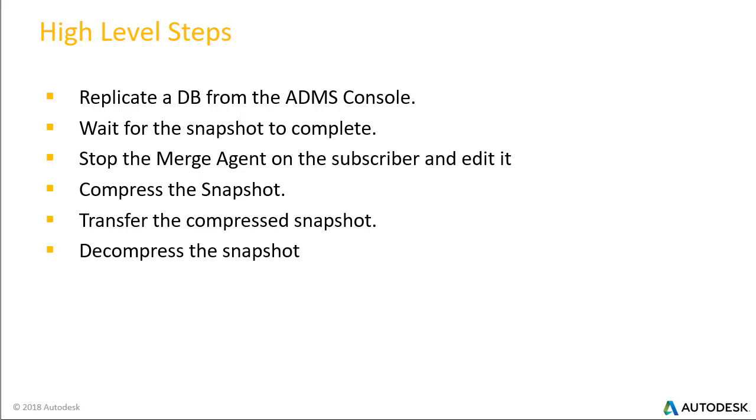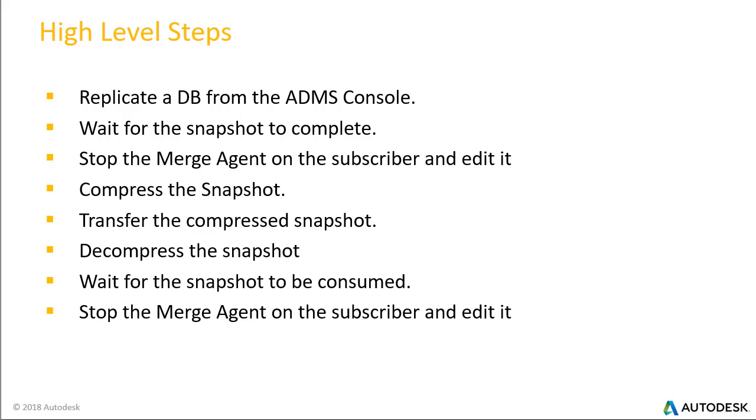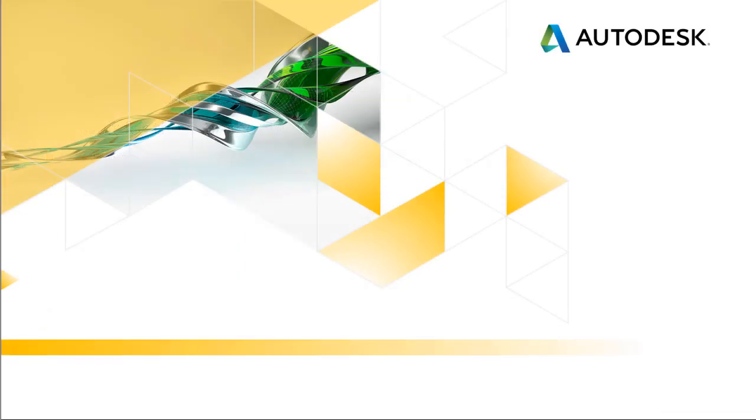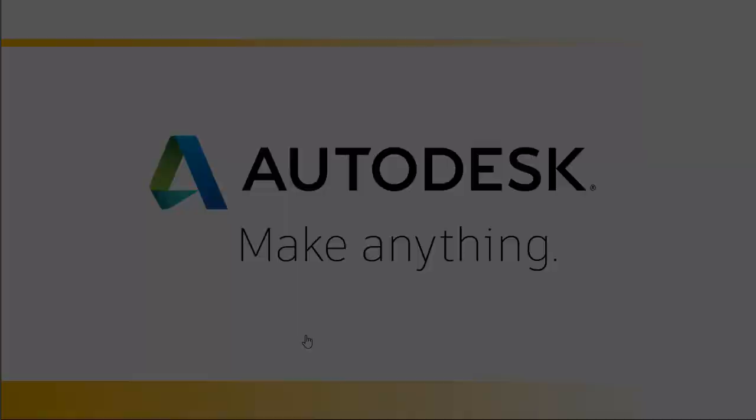Once the snapshot has been delivered, you need to decompress it on the subscriber, and then you start the merge agent again, and you wait for the snapshot to be consumed on the subscriber. And then once it's been consumed on the subscriber, you stop the merge agent, set it back to the default settings, and then you start it again. And that is how you do it. So I'm now going to go through the process of showing you how to do this step by step.